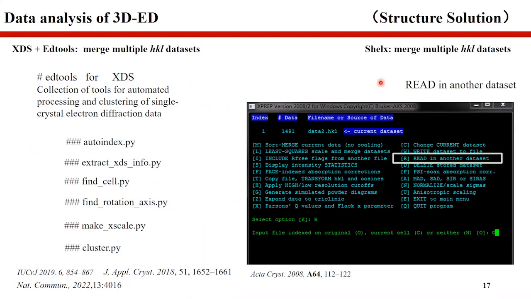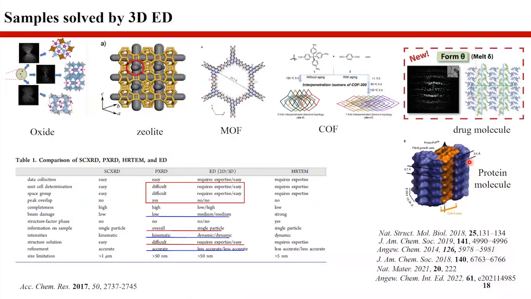Well, during the SHELX structure solution, we can also merge the data by reading in another data set. So we are not limited to just one. We can read in the first one, we can read in the second, third, and fourth, and so on. So there is flexibility depending on the real data quality of the 3D data.